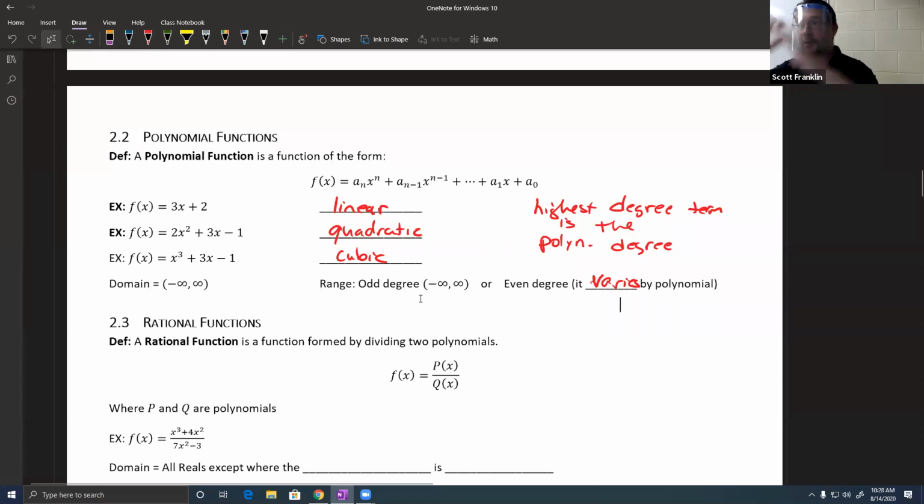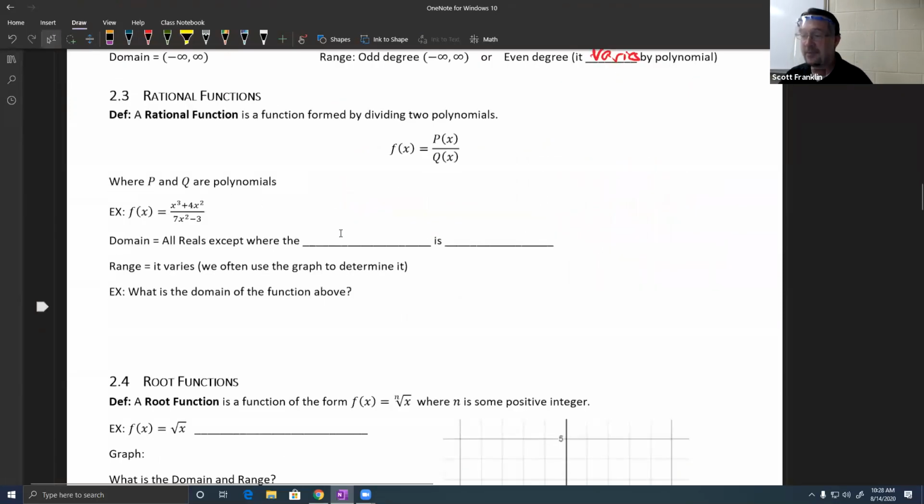Then you can figure out the coverage, vertical and horizontal coverage. That's what domain and range help you figure out, but you always have all real numbers. Okay, so we're building up from there. We start with power functions, and we built up to polynomials by combining them together. If we divide two polynomials, we have what's called a rational function. If you have a polynomial on top and a polynomial on bottom, then it's called rational.